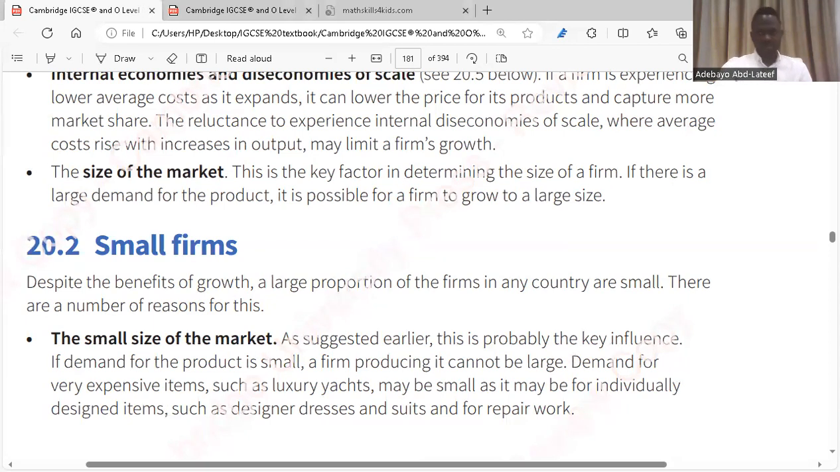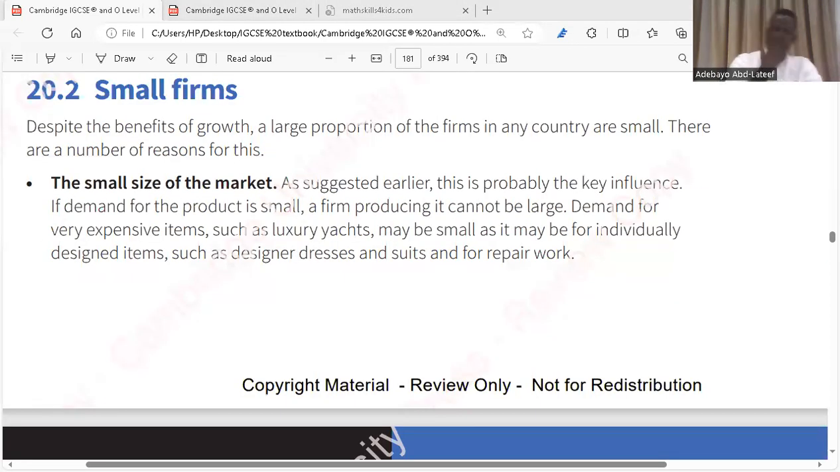Any question about it? No. When we talk about economies of scale, which is a cost advantage as a result of expansion, that means a firm is witnessing a reduction in its average cost of production due to the fact that the firm has expanded. That is economies of scale.